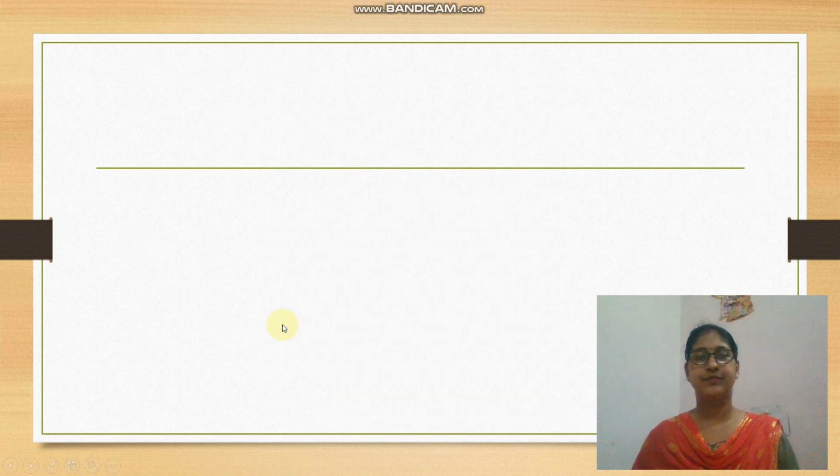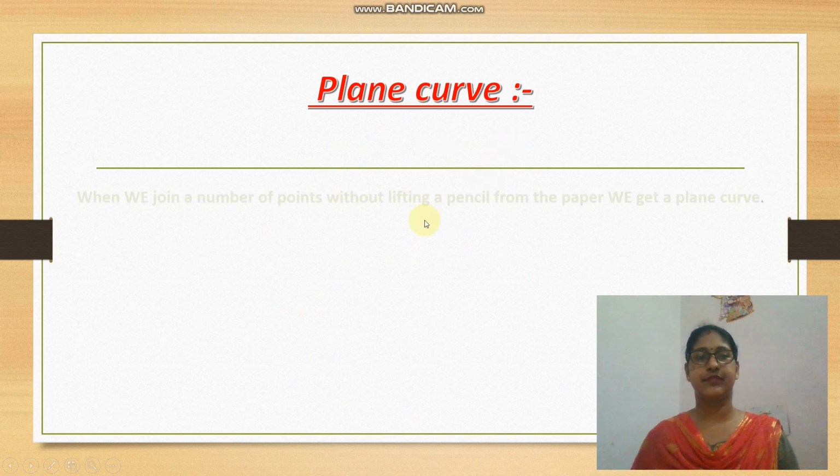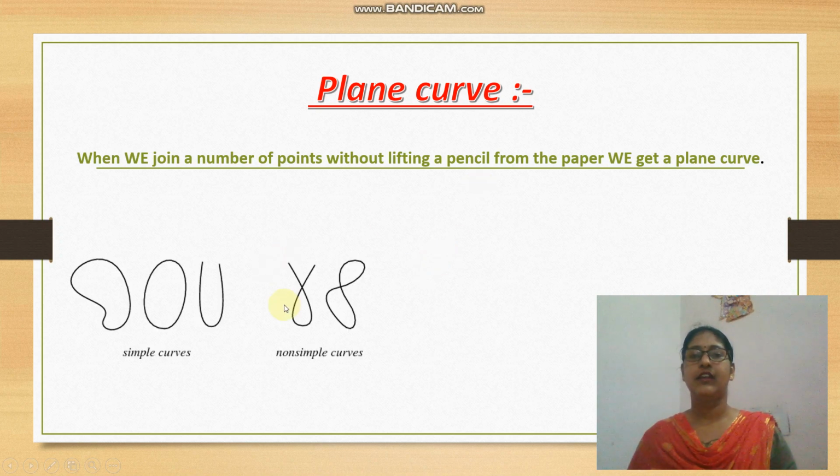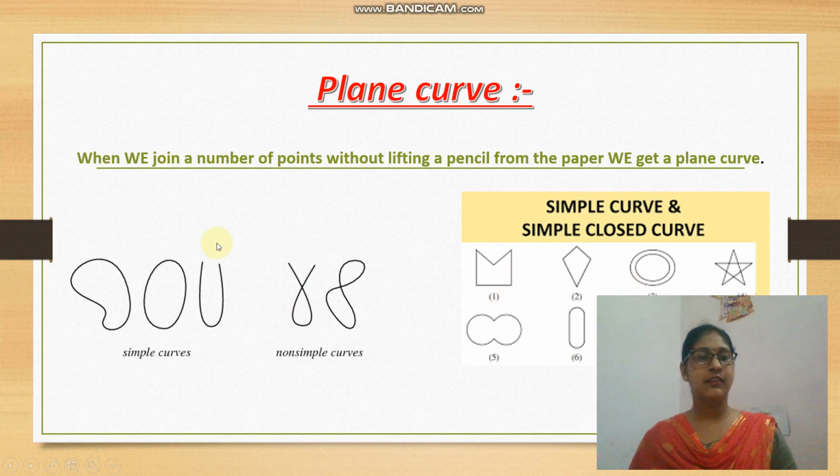Okay, next, plane curve. When we join a number of points without lifting the pencil from the paper, we get a plane curve. Here are pictures of some different types of curves. Some are made by curved lines, some by straight lines, and some by a mix of curved and straight lines. Now we understand how many types of curves there are.